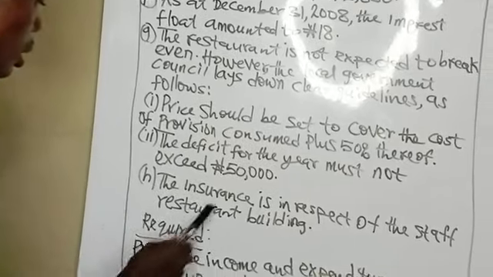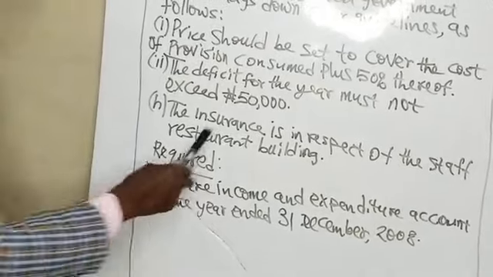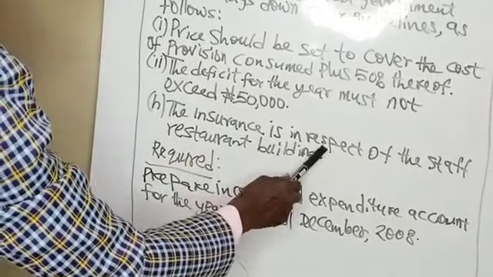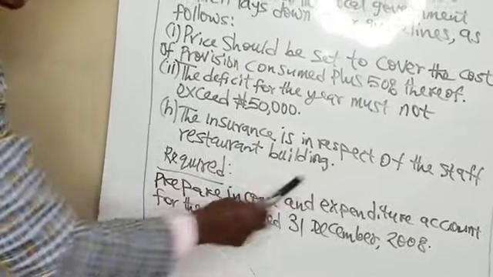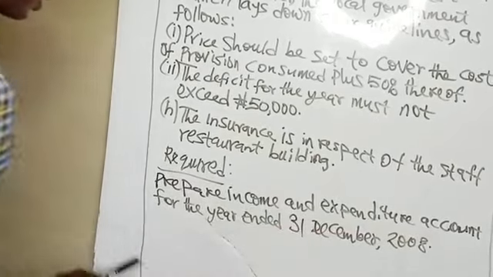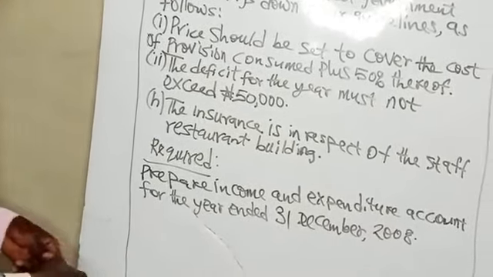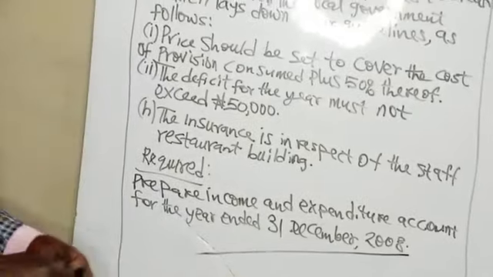H. The insurance is in respect of the staff restaurant building. Prepare income and expenditure accounts for the year ended 31st December 2008. This is the requirement. Now let's have the solution to the question.